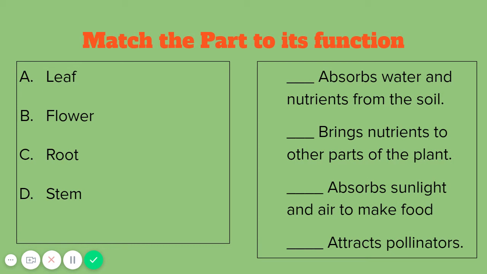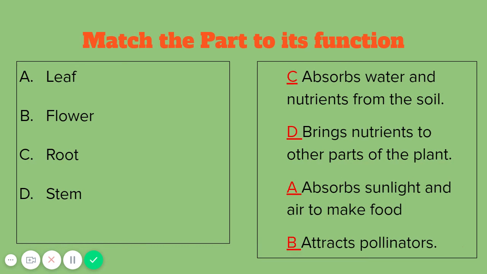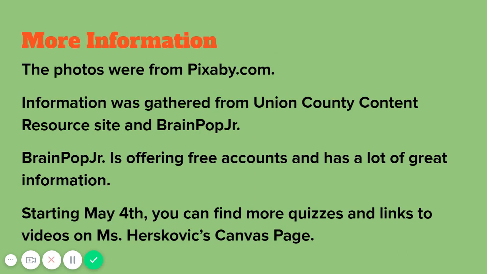You ready for your answers? Are you sure? All right. Let's see if you got them right. C, roots absorb water and nutrients from the soil. D, the stem brings nutrients to other parts of the plant. A, the leaf absorbs sunlight and air to make food. And B, the flowers attract those pollinators.